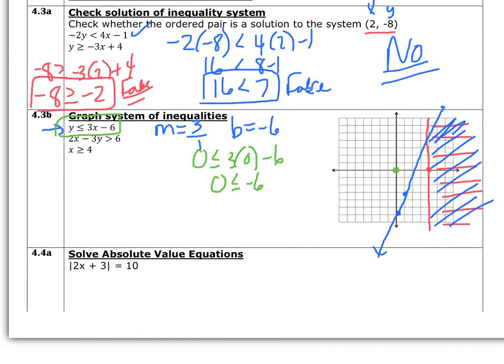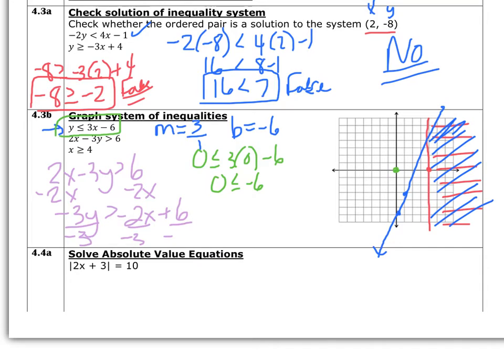Now let's wrap it up with this last one. We're going to have to take 2x minus 3y is greater than 6 and get it in y equals mx plus b format. Let's subtract 2x. Again, do not change the inequality symbol when you subtract. So negative 2x plus 6. I'm now going to divide by negative 3. When I do that, I do have to change the symbol. It now goes to less than. A negative 2 divided by negative 3 becomes positive. A positive 6 divided by negative 3 is a negative 2.